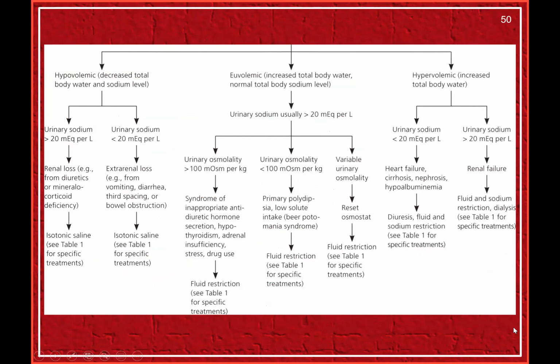Now I have assessed and found three possible things: hypovolemic, euvolemic, and hypervolemic. Each one we will further differentiate. Hypovolemic means there is decreased total body water. That is why there is hypovolemia. And there is hyponatremia because the sodium also is lower. So both water and sodium are decreased, but proportionately more sodium is decreased. That is why you have hypovolemic hyponatremia.